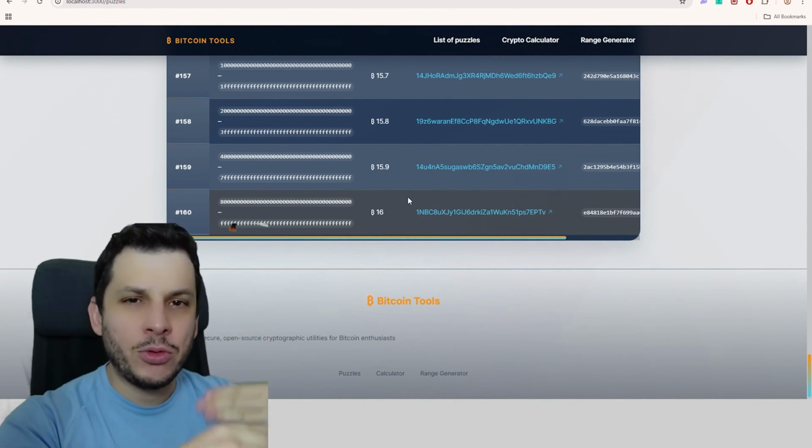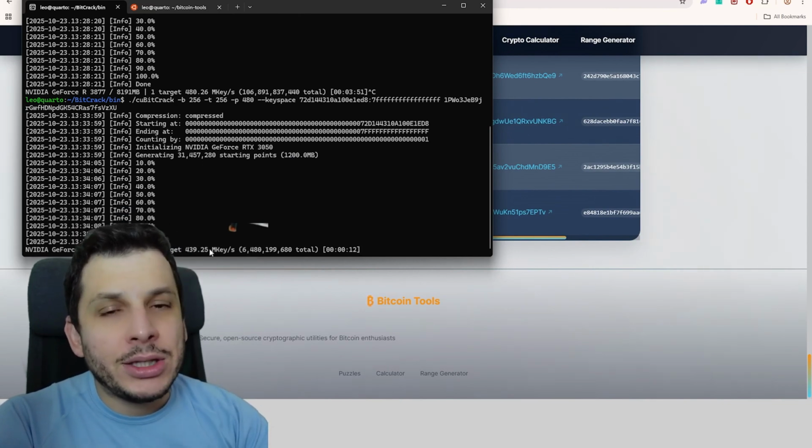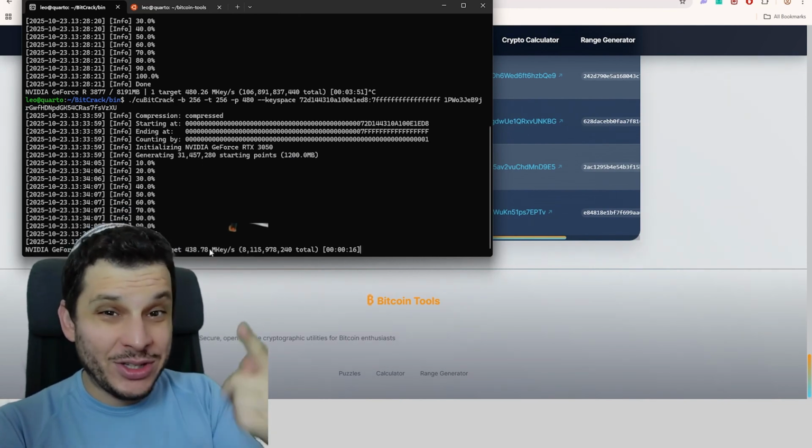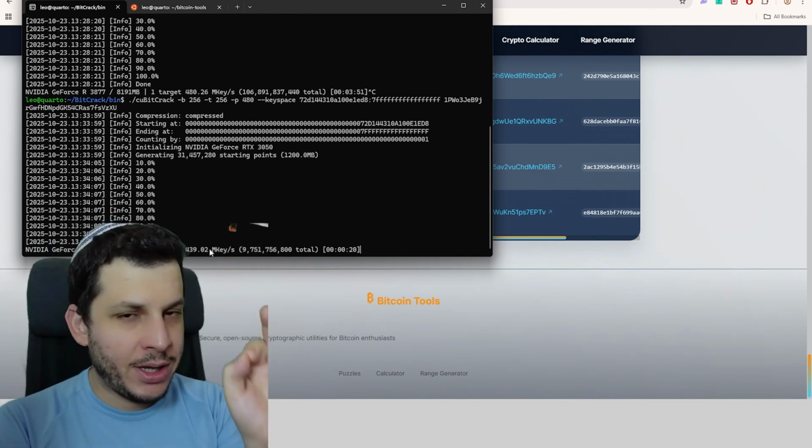To find it, you run a little program that keeps trying to find it. These days on my computer, I can reach 500 million keys per second. That means every second it tries 500 million keys. One of those could be the correct key. I'll show you in a bit how I got to that number.